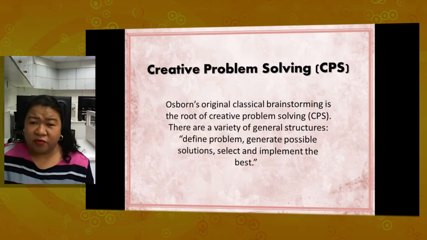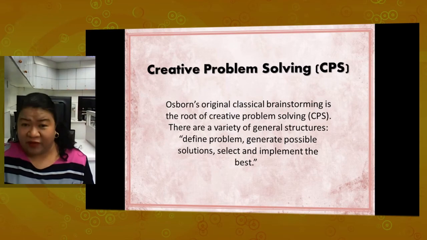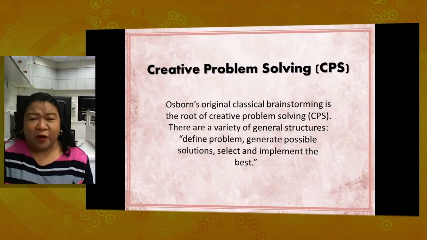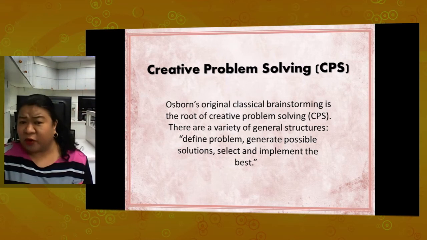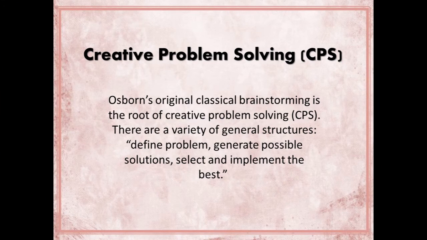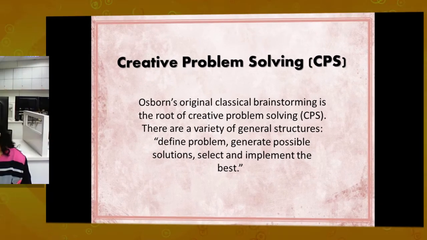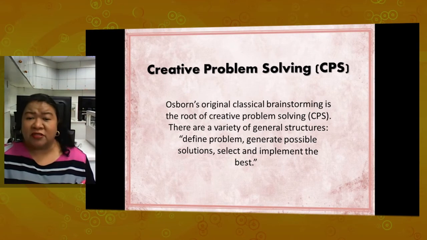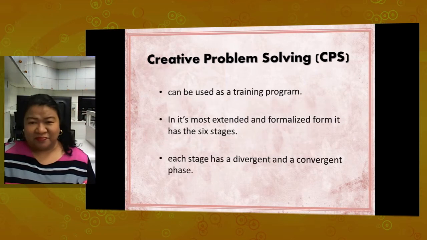Now we go to part two of problem solving and creativity, and we focus on creative problem solving, or the CPS. Osborne's original classic brainstorming is the root of creative problem solving. There are a variety of general structures, like it shows the basic steps we do when we solve problems. So we define a problem, we generate possible solutions, we select the best solution, and we implement it.